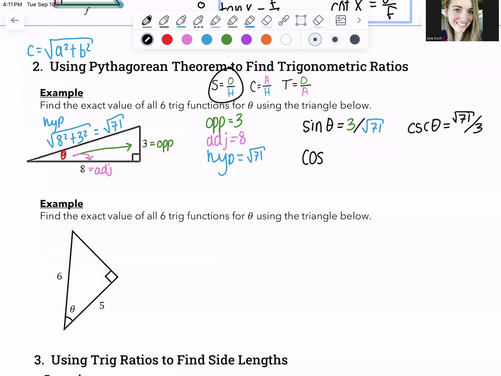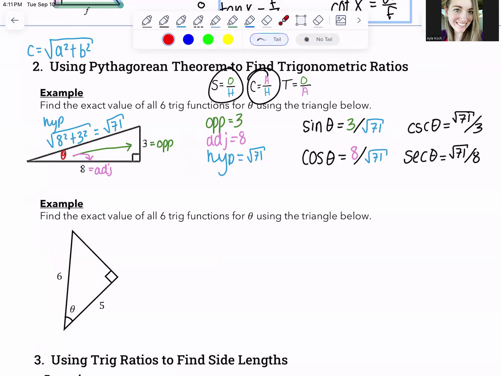All right, cosine of angle theta. So CAH, adjacent over hypotenuse. The adjacent side is 8. The hypotenuse is the square root of 71. Its soulmate is secant. So secant of theta, that's the reciprocal, square root of 71 divided by 8. So just flippity flopping that fraction.